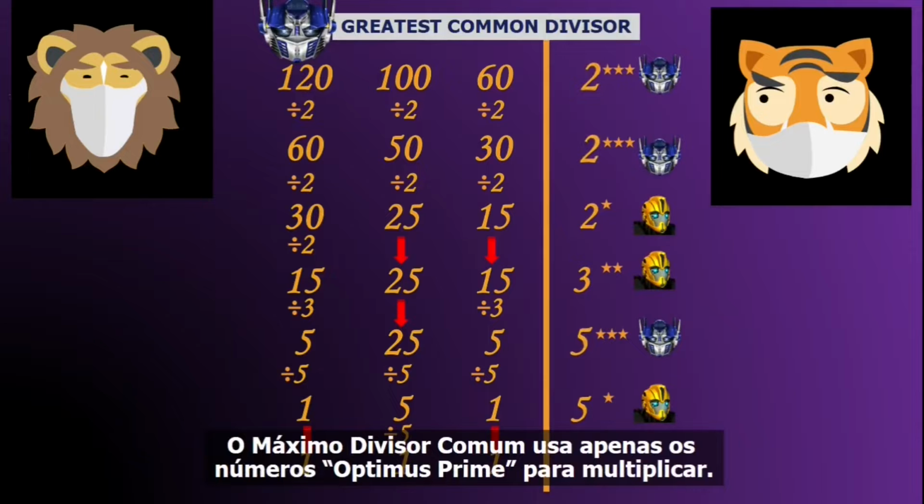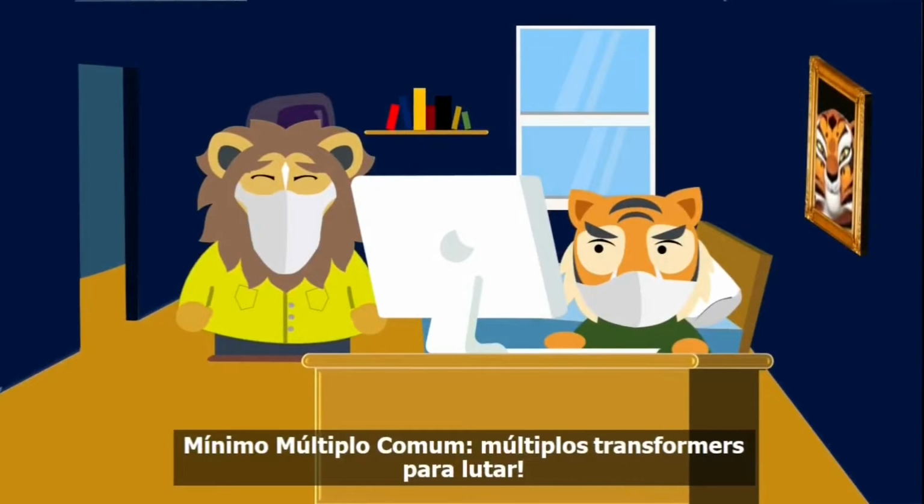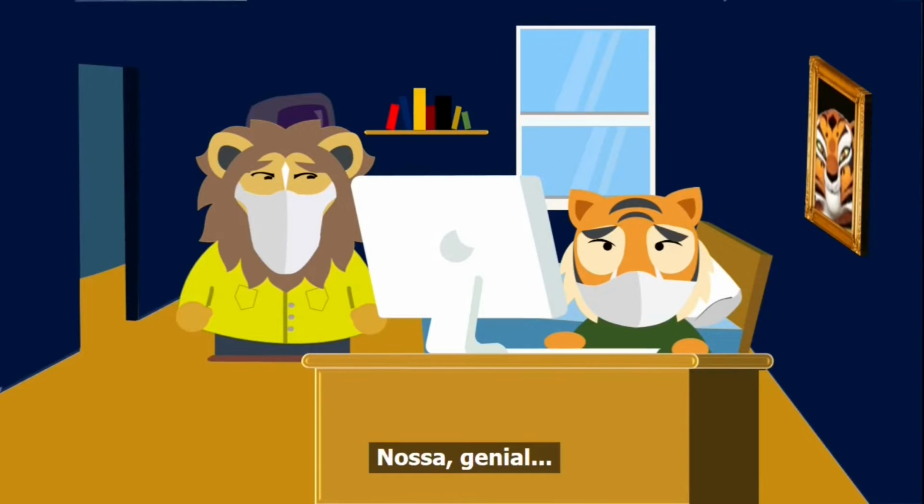While the least common multiple uses both Optimus Prime and Bumblebee to multiply, the greatest common divisor uses only the Optimus Prime numbers to multiply. So, least common multiple, multiply transformers to 5. Greatest common divisor, it divides the friends. Do you get it?